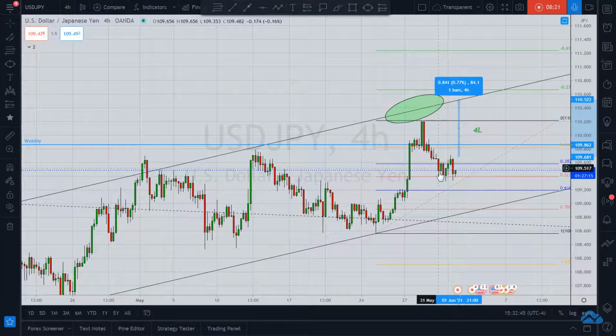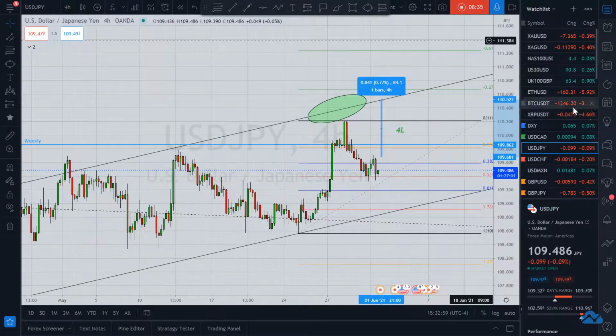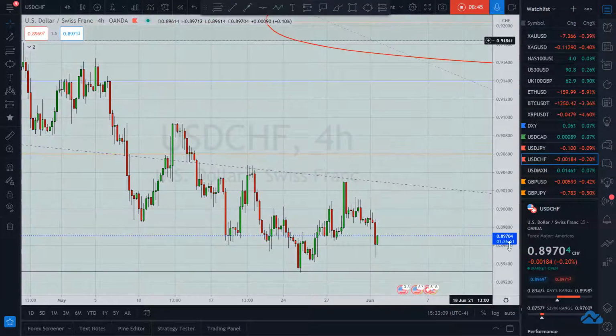I'm looking for price to make a little W here, and then come up, retest the neckline of that W, and then continue up. That's what I'm looking for. So that's the setup, and that's why I will put it as a red item. Okay, I got this one green because I'm actually trying to get that right now.